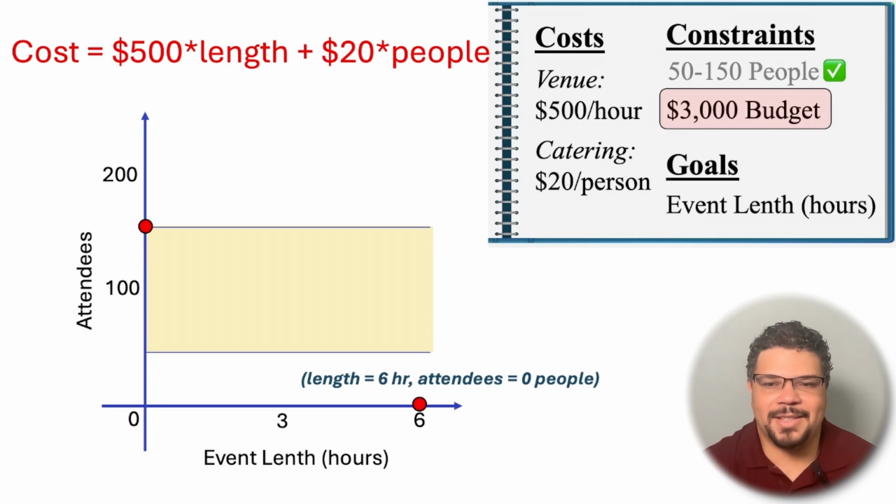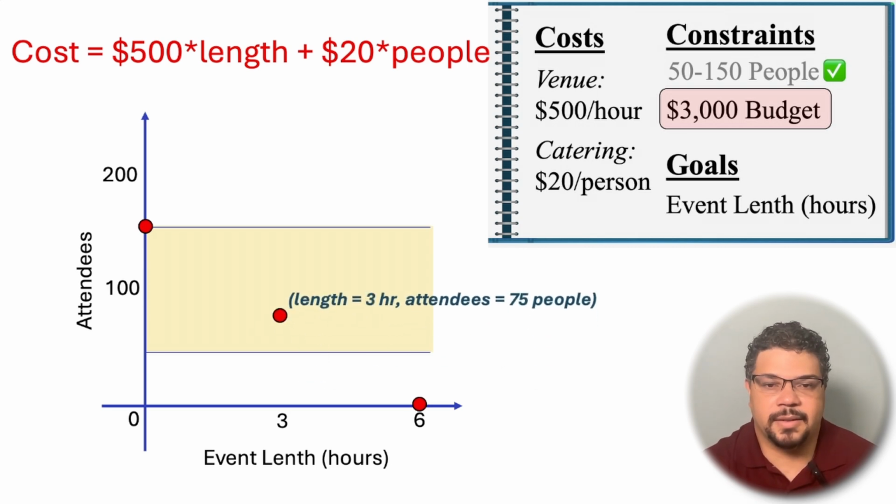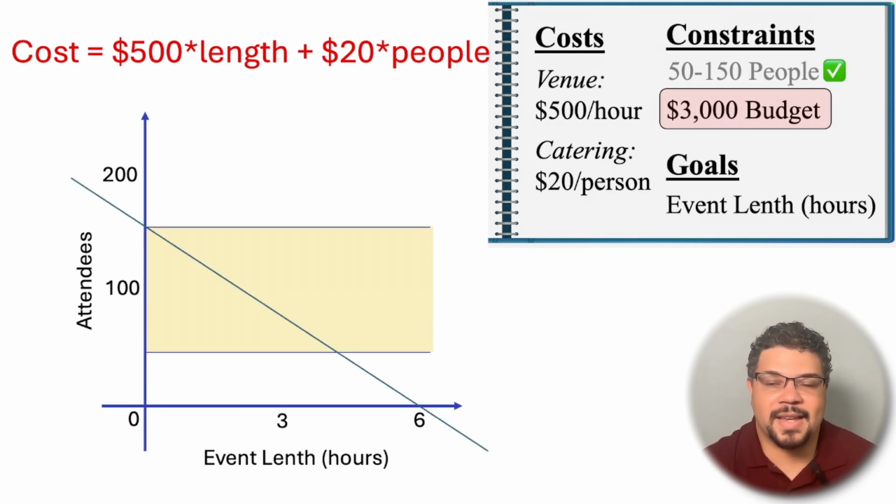Also, any balance of attendees and hours that lies on the line between these 2 points will also add up to exactly $3,000. For example, this point here shows a 3-hour event with 75 people, which adds up to $1,500 in event fees and $1,500 in catering for a total of $3,000. This leads to a new line constraint. Anything on this line is exactly $3,000. So our chosen configuration needs to be on or below this line.